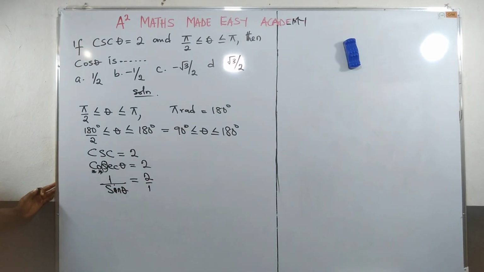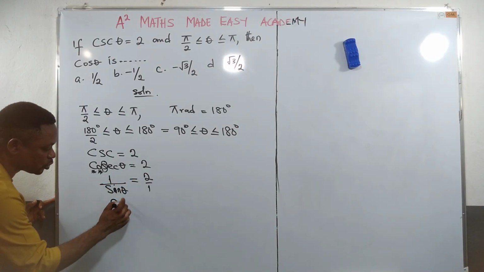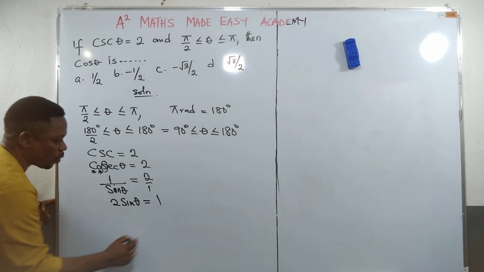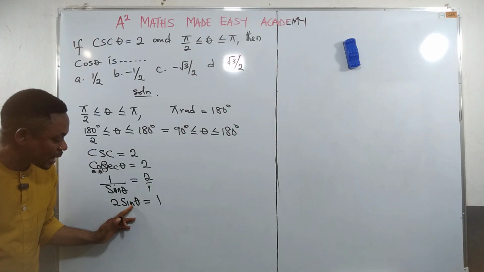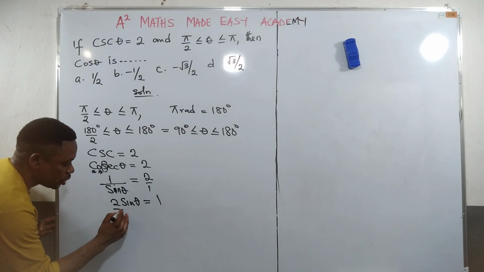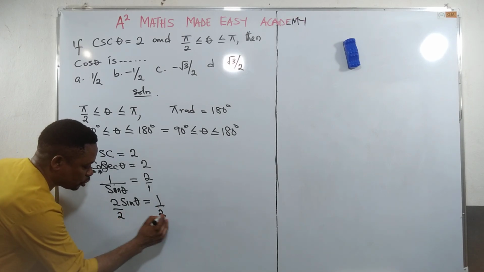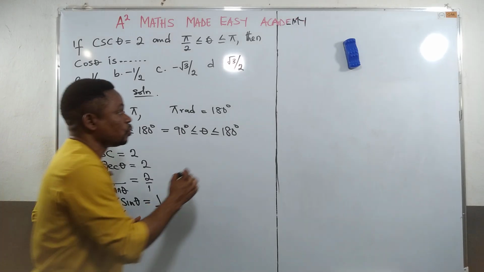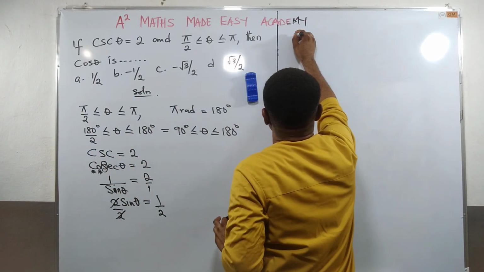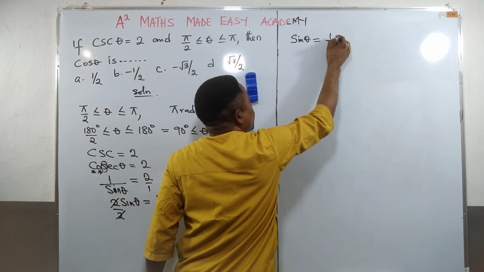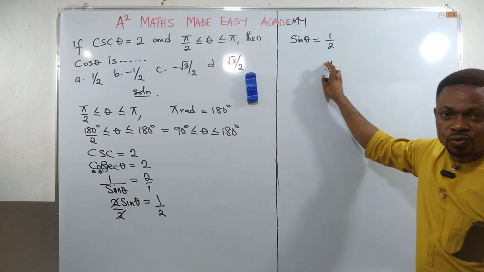Call this 2 over 1. Cross multiply. This 2 times sine theta will give you 2 sine theta. Are you there? Then equal to 1 times 1 will give you 1. My target is to make sine theta the subject of the formula. I divide by the coefficient, which is 2, divide by 2. Can you observe that 2 down will cancel 2 up? What remains is sine theta. Now sine theta is equal to 1 over 2.